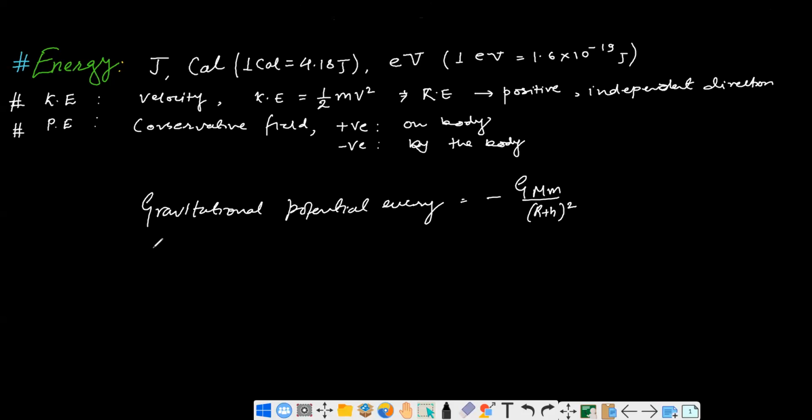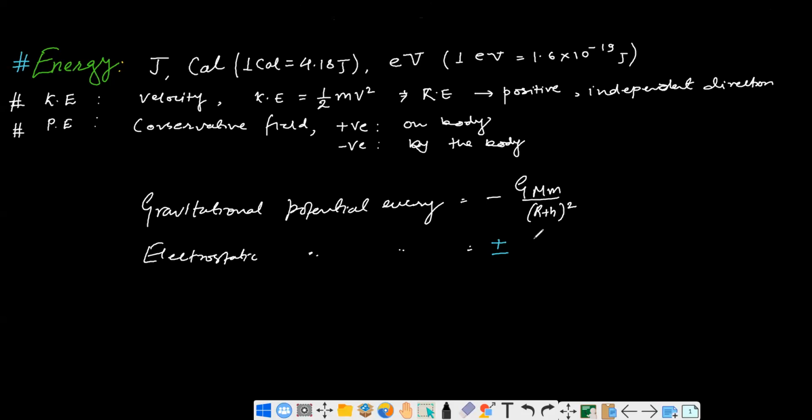Similarly, electrostatic potential energy you can define in the same way. This is simply 1/4 pi epsilon naught. This could be positive or negative, so let me mention this sign. If the charges are unlike, then it's going to be minus, and if the charges are like, then the potential energy is going to be positive.